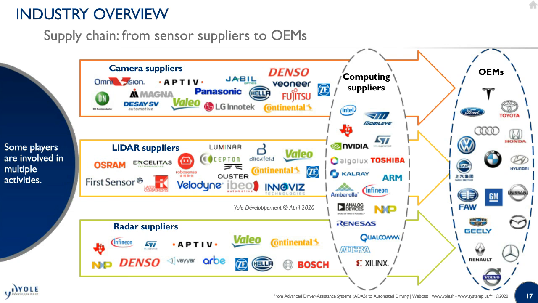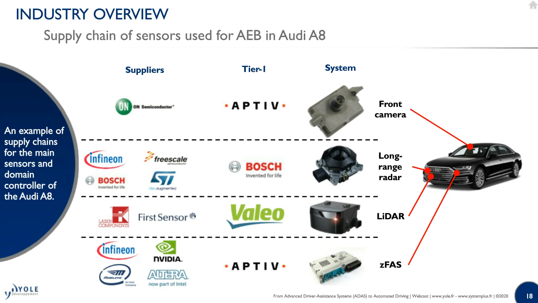On the next slide, slide 18, you see the supply chain of sensors used in the Audi A8. So these are the main sensors for the AD: the front ADAS camera, the long-range radar, and the LiDAR. The LiDAR is supplied by Valeo, the long-range radar by Bosch, and the front camera by Aptiv. And these three sensors are directly linked to the zFAS domain controller, where all the processing is done. So you see that the Mobileye chip is not inside the camera module, but inside the domain controller. And it's the same for LiDAR and radar, and all the processing is done in the zFAS module.